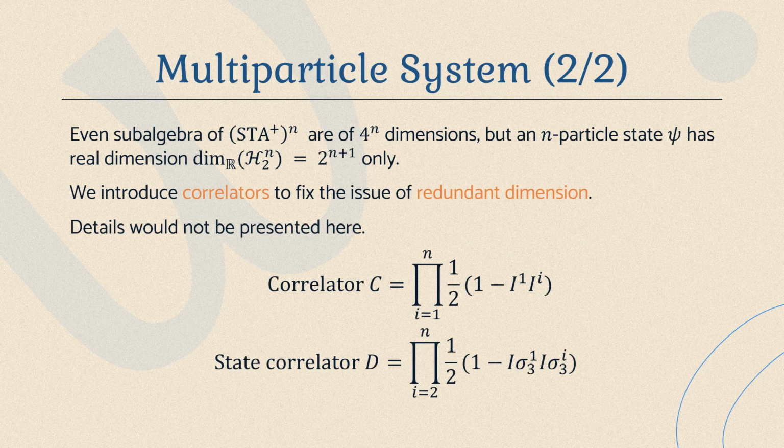The even subalgebra of ST plus tensor n is of 4 to the power of n dimensions, but an n-particle state psi has a real dimension of only 2 to the power of n plus 1. Therefore, we need to introduce correlators to fix the issue of the redundant dimension stemmed from the multiplicity of the unit imaginaries. The details will not be presented here. Two correlators are introduced.